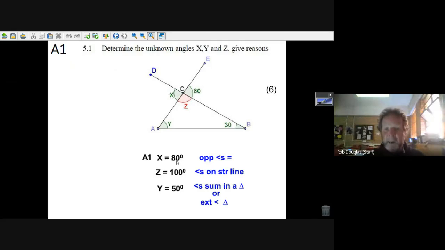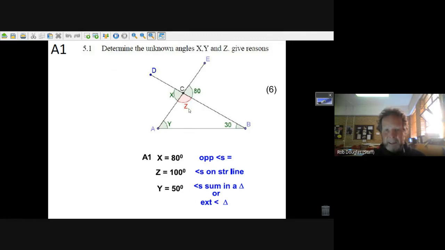You write x equals 80 degrees. And the reason is opposite angles are equal. When two lines cross, those two angles are equal. Okay, well now this z here, if x is 80 degrees, z must be 100 degrees. And why? Because it's got to add up to 180 degrees. 80 plus 100 is 180 degrees. Z equals 100 degrees because the angles on a straight line we know sum to 180.